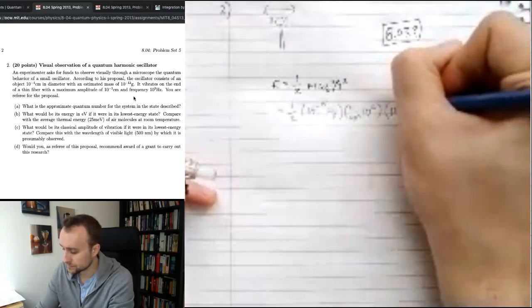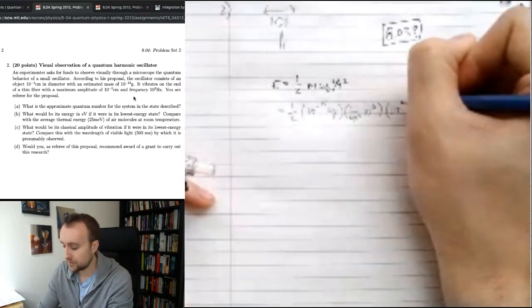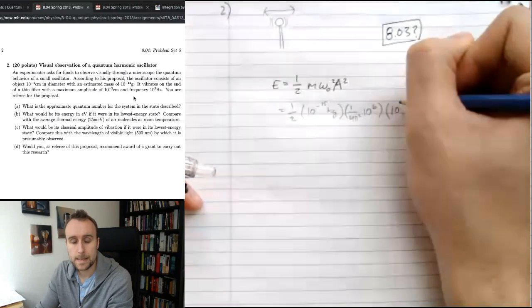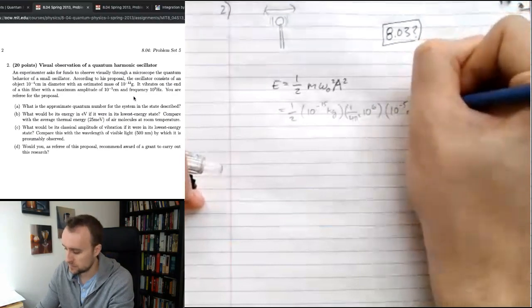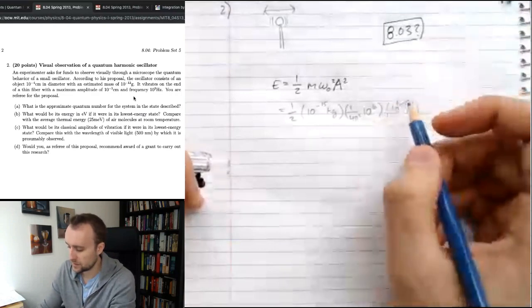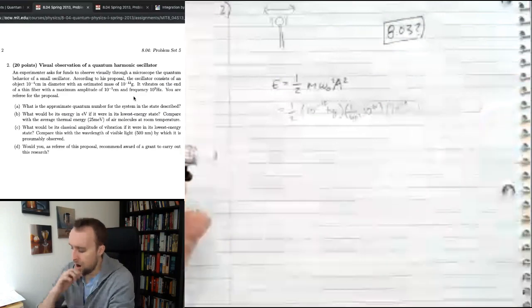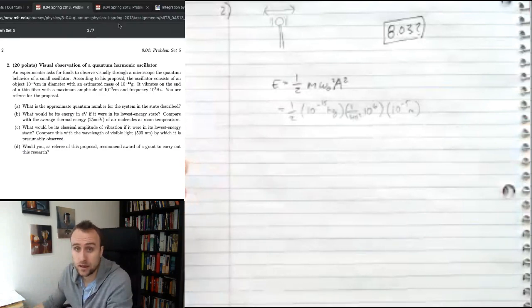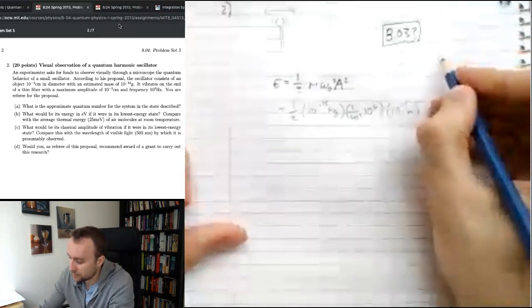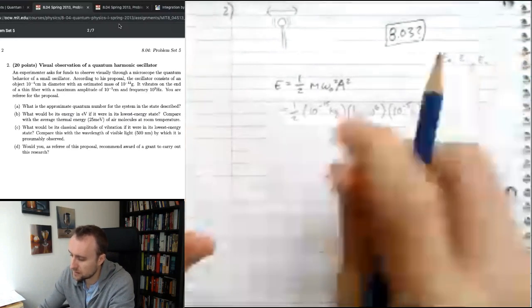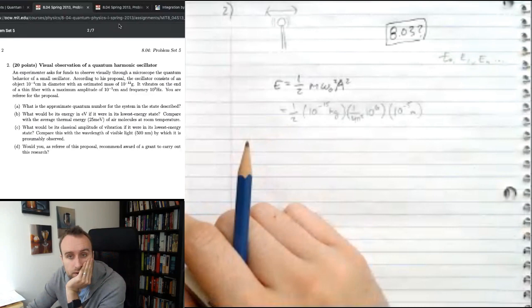Amplitude, 10 to the -3 centimeters. So that's 10 to the -5 meters. And this is what? Radians per second. Quantum number. Well, a quantum number we're thinking of, like, is this E0, E1, E, N, dot, dot, dot. So how do we figure out the quantum number for this?